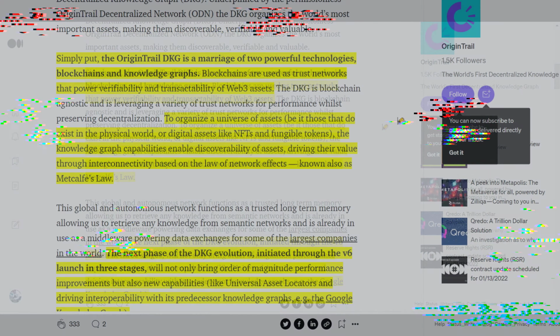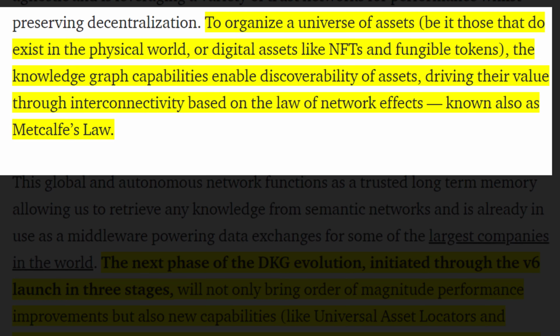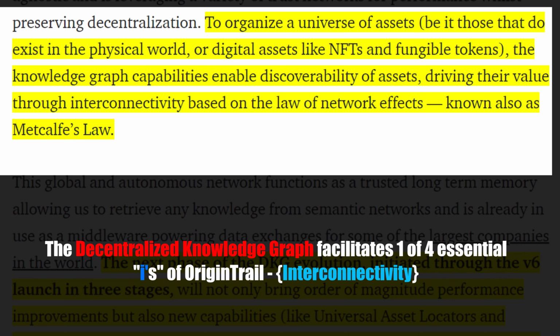For example, it goes on to say, to organize a universe of assets, be it those that do exist in the physical world or digital assets like NFTs and fungible tokens, the knowledge graph capabilities enable discoverability of assets, driving their value through interconnectivity based on network effects known as Metcalfe's law. So I would like to highlight here, even for you new OriginTrail folks, because I have new OriginTrail folks who are reaching out to me for context on how these things work and why they work the way they do.